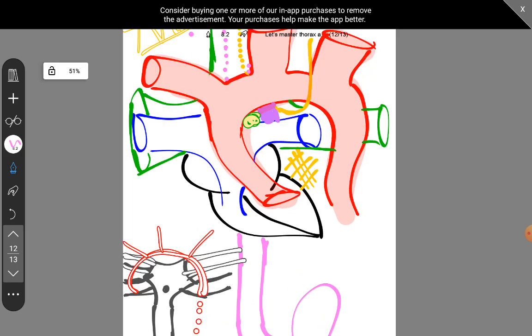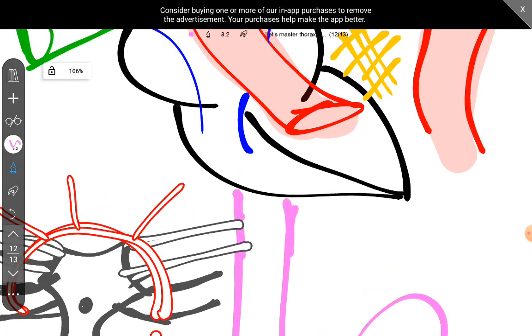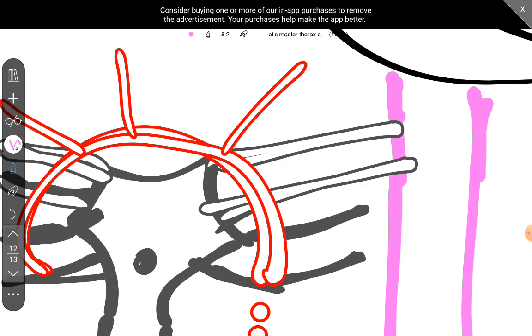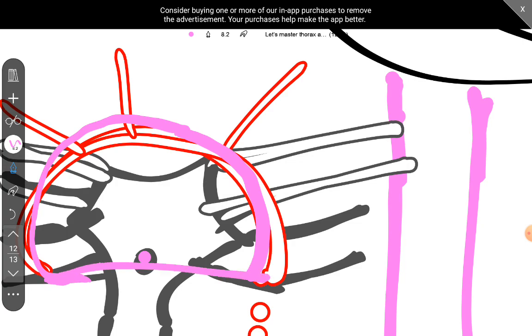For the arch of the aorta, as I previously mentioned, the ascending aorta ended at the level of the sternal angle, which we can see here. It ended at the second right sternocostal junction, and it went all the way upwards, backwards, and to the left, and then it descended downwards, backwards to the left as well, and it still ended at the level of the sternal angle.